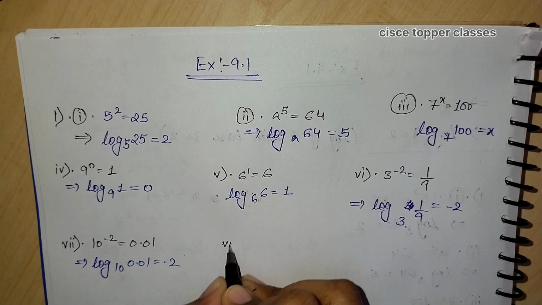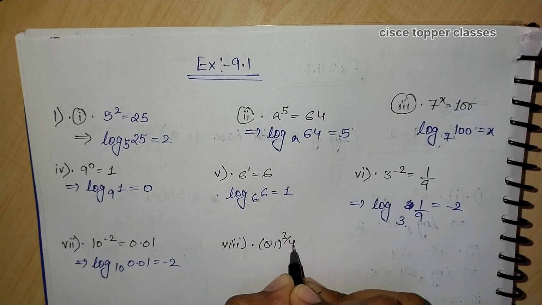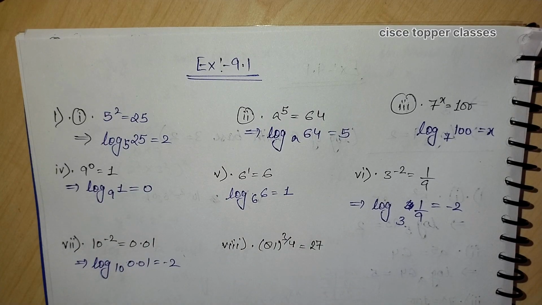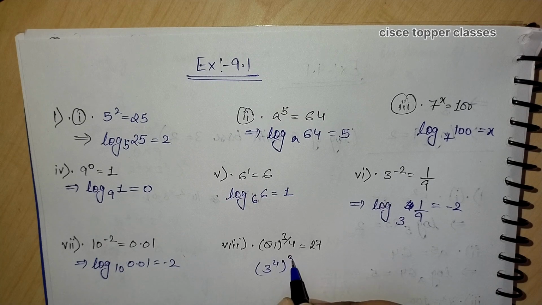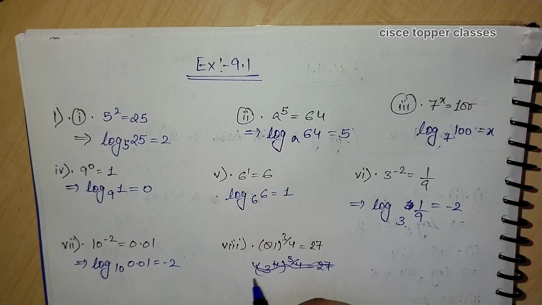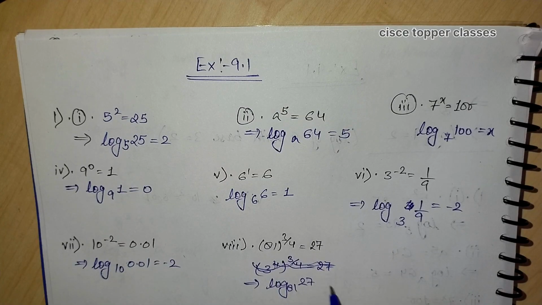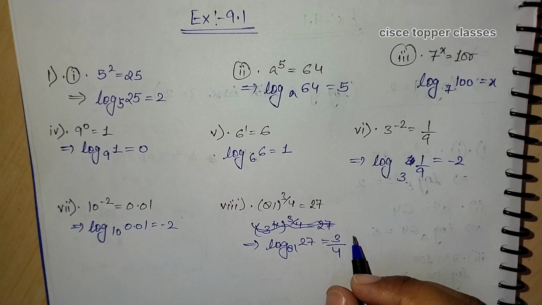And eighth part is 81 to the power 3 by 4 equal to 27. So on solving this, we will get 3 to the power 4, whole power 3 by 4 equal to 27. This we have to write in the form of log. So log of 27 with base 81 equal to 3 by 4 here. So this is the solution of the first question here.